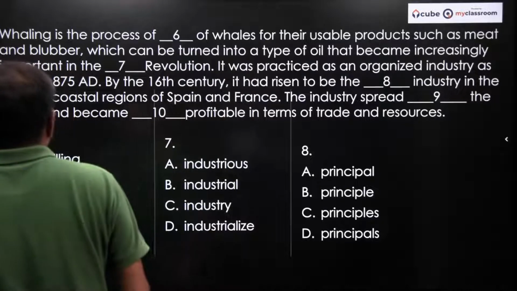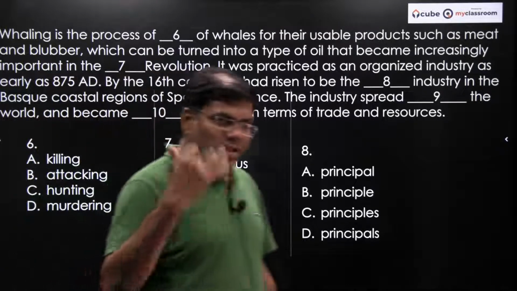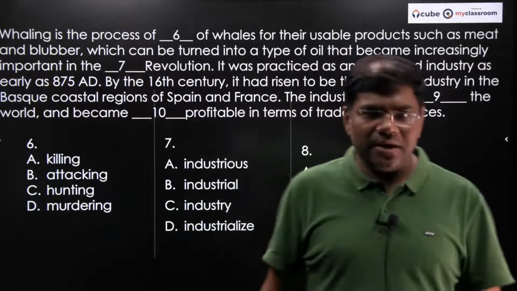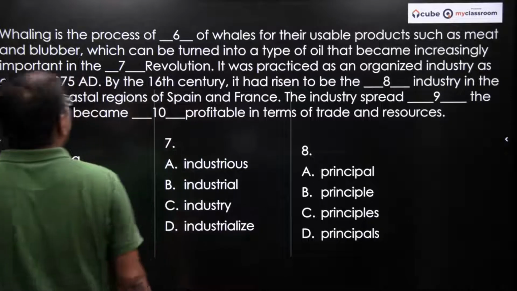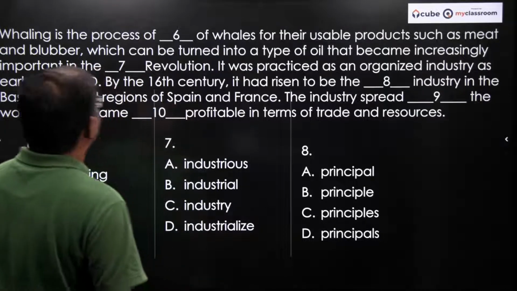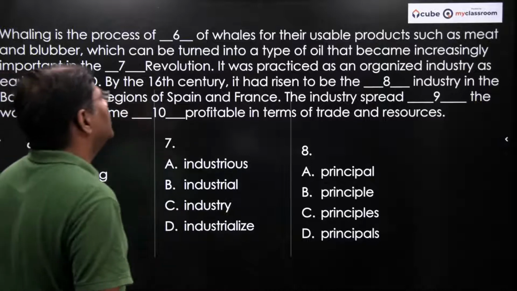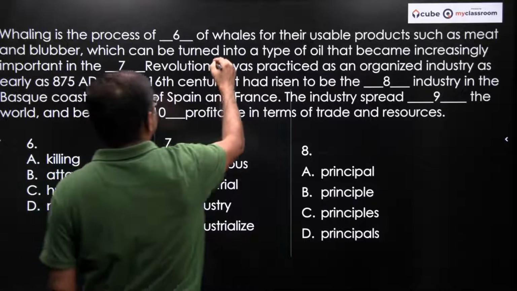Let's come to the next paragraph. So in this paragraph we have 6, 7, 8, 9, 10. So again 5 questions more, 5 blanks, and let's look at the question. It says, whaling is the process of dash of whales for their usable products such as meat and blubber, which can be turned into a type of oil that became increasingly important in the dash revolution. So this is the first sentence, it stops here.